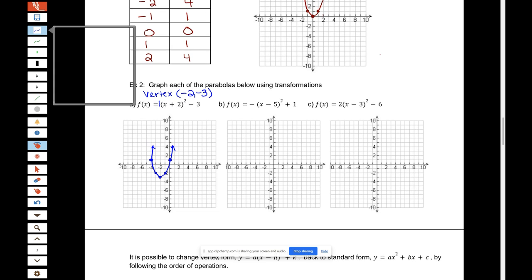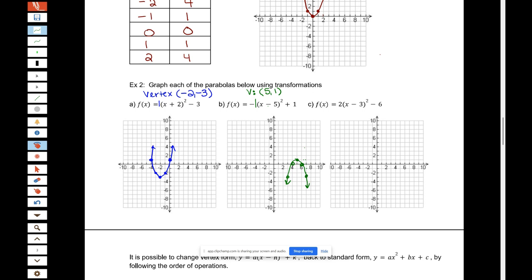Let's practice doing this again. All right, this one has a -1, so it's going to be reflected, and the vertex is (5, 1). So at (5, 1) is my vertex, and it's the same width as this one: over 1, up 1, over 2, up 4, but it's going to be reflected because of this negative. So I'm going to go over 1, down 1, over 2, down 4 from the vertex, and reflect those to the other side.